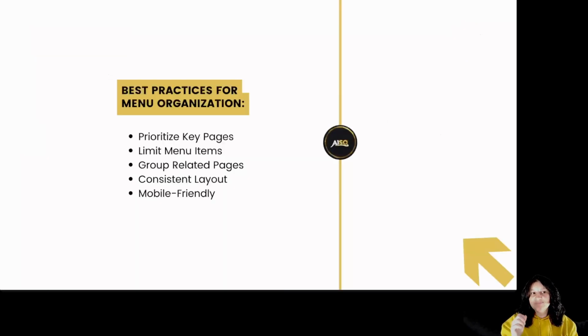And what are some best practices for menu organization? You should prioritize key pages. Your core pages like home, products and services, about us, and contact should be easy to access and placed at the forefront of the menu. You should limit the menu items. Keep the menu as simple and uncluttered as possible. Typically between 5 and 7 main items is optimal for user experience.